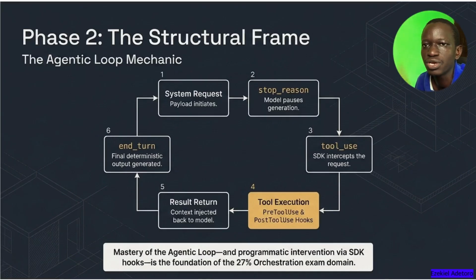Then the second week, which is phase 2, is the structural frame. In this part, we'll be looking at the mastery of the agentic loop and then programmatic interception via SDK hooks. So this makes up 27% of the examination. We look at system requests, payload initiates, stop reason, tool use, tool execution, results return, and turn. We'll be looking at all that because this makes up 27%, which is part of the orchestration exam domain.